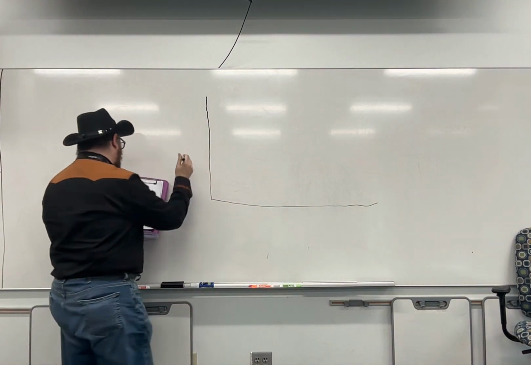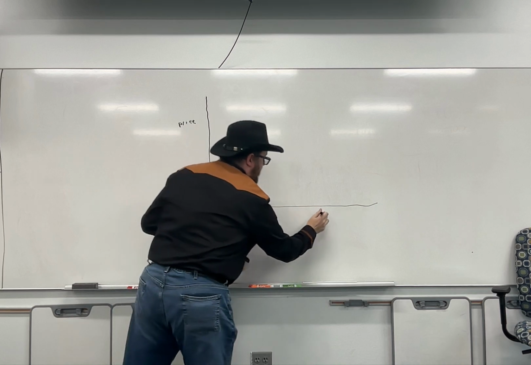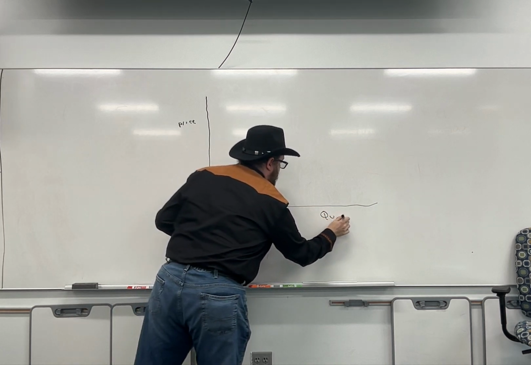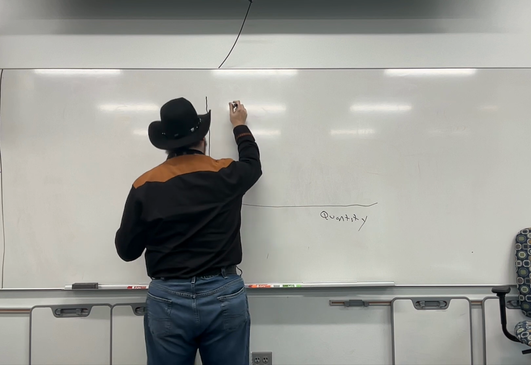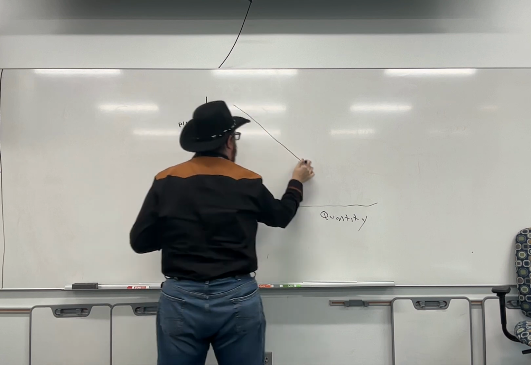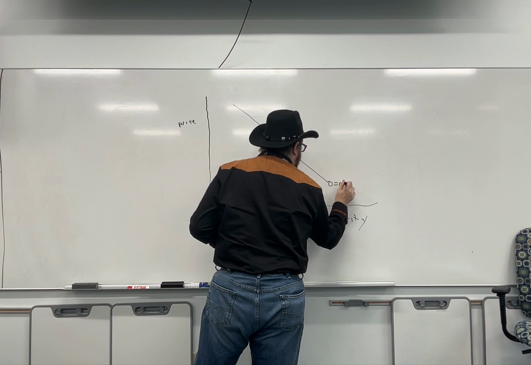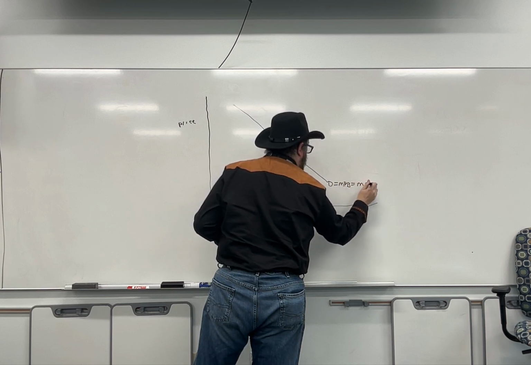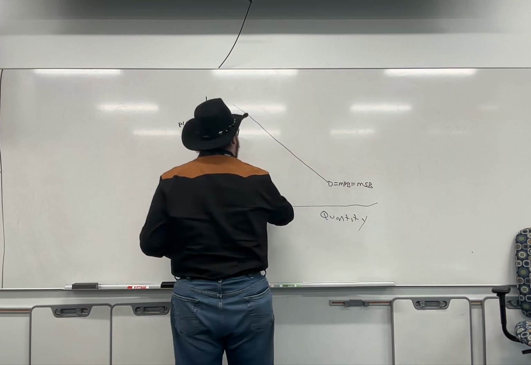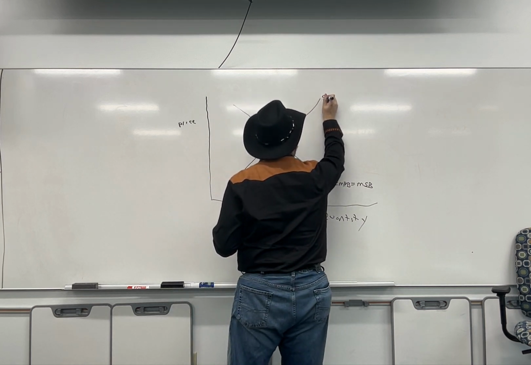As a reminder, always label price on the y-axis, quantity on the x-axis. We're going to get started with the demand line, and demand equals marginal private benefit, which equals marginal social benefit. We're going to do the supply line, and this equals marginal private cost.